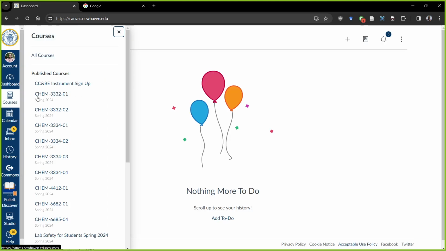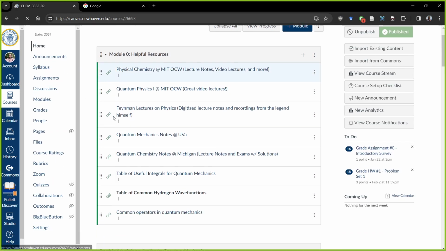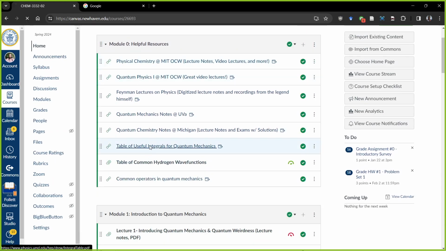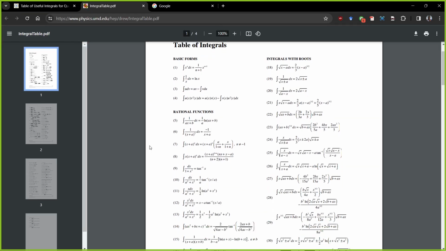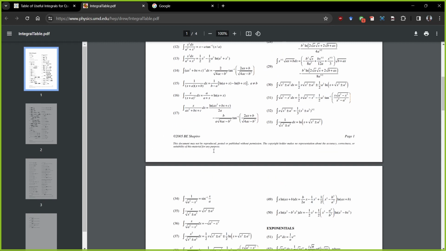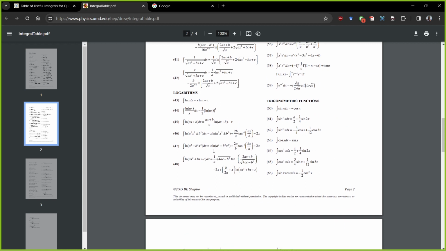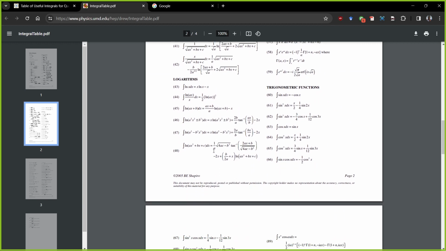But let's see if we can look it up in the table. On Canvas, I have this table of useful integrals for quantum mechanics. God, I hope this still works. It does. Every function you'll ever need in this class is in here. So we need to integrate x sine squared x. We've got rational functions, basics, integrals with roots. Let's keep going and see if we can find trig functions in here. Here we go. So now we have trig functions coming in, right?